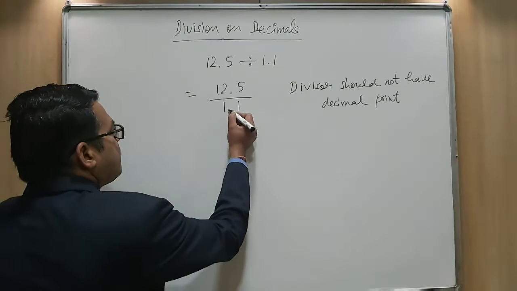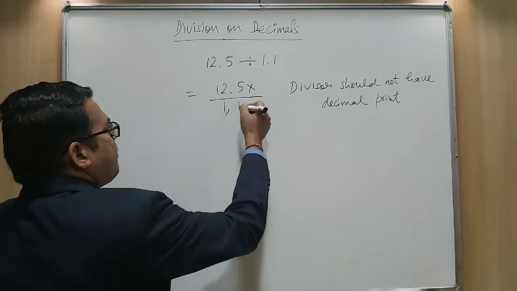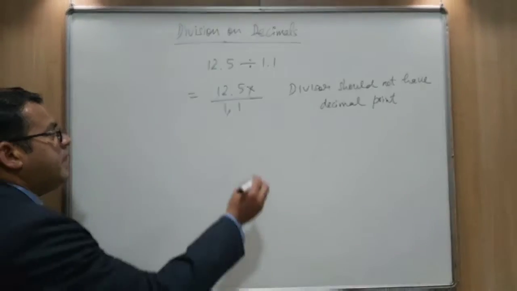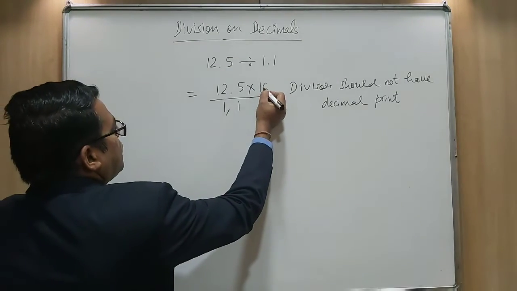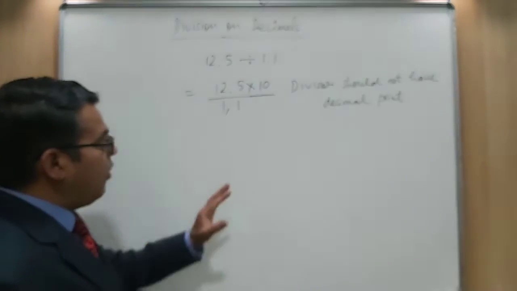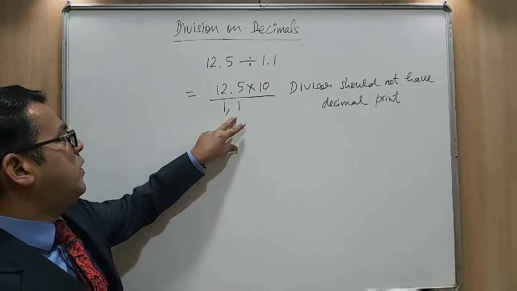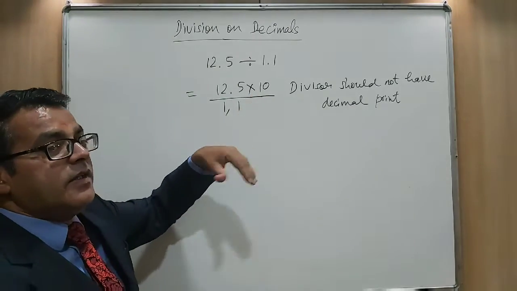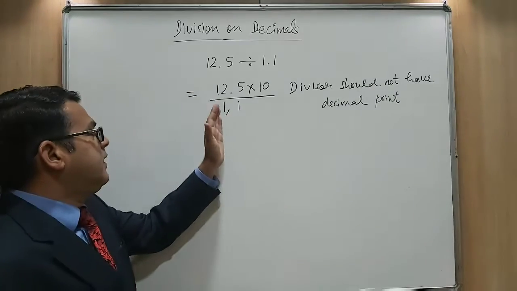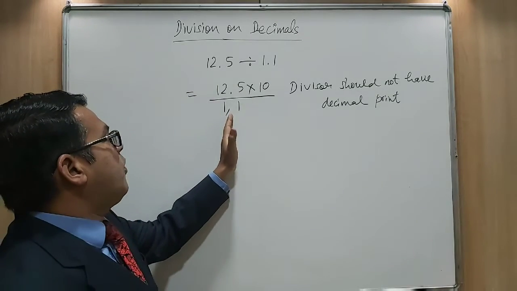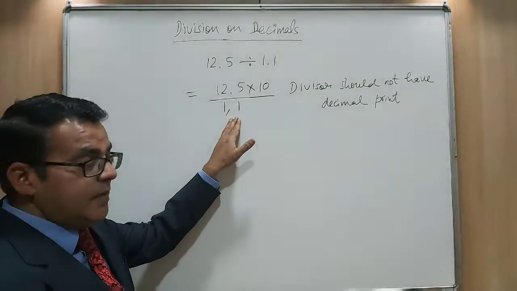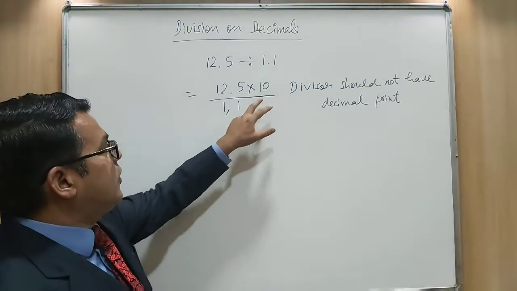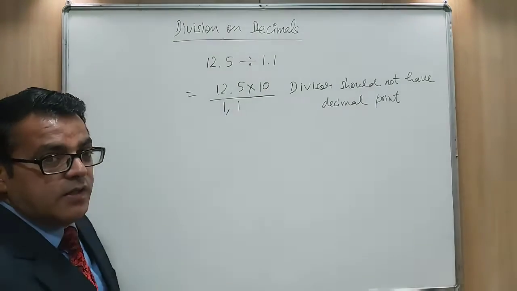Remove this decimal, and on the opposite side, meaning the upper side, you need to write multiply by 10. Why by 10? Because after the decimal point there is only one place. So you write 1 on your own and write as many zeros as the number of places after the decimal point that the divisor has. Here we can see only one digit after the decimal point, so we can multiply it by 10.